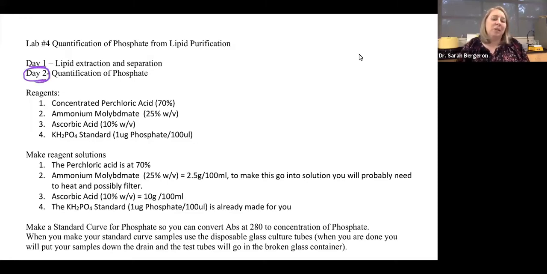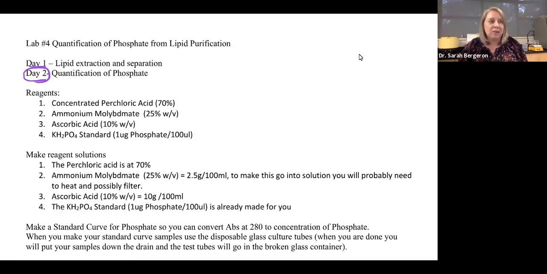So you need a couple of different reagents to do this assay. You'll need your concentrated perchloric acid. Remember, that's what you added to your samples last week. You'll need ammonium molybdate, and it's important that you make your ammonium molybdate at 25% weight by volume. Then you're going to need ascorbic acid, 10% weight by volume. And then we need a way to quantify how much phosphate we have.